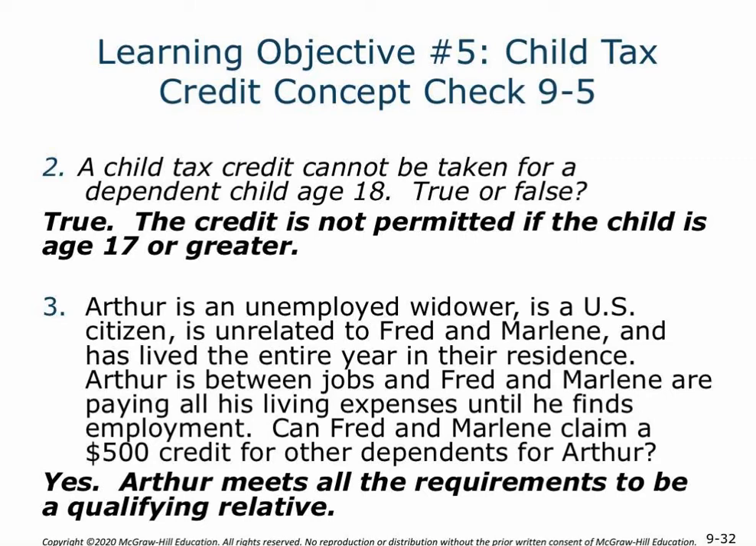Concept check 3. Arthur is an unemployed widower in the U.S., is a U.S. citizen, is unrelated to Fred and Marlene, and has lived the entire year in their residence. Arthur is between jobs, and Fred and Marlene are paying all of his living expenses until he finds employment. Can Fred and Marlene claim a $500 credit for other dependents for Arthur? The answer here is going to be yes. Arthur meets all the requirements to be a qualifying relative.